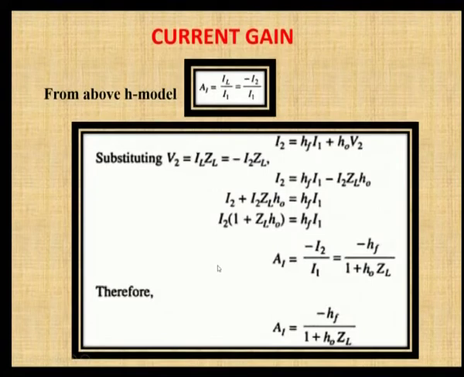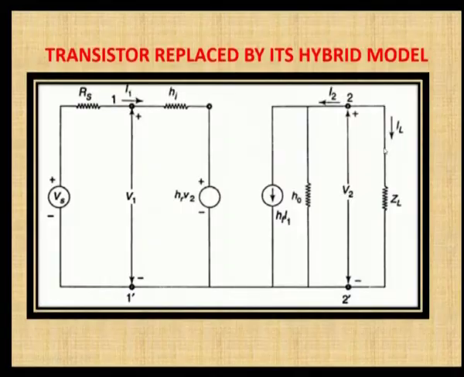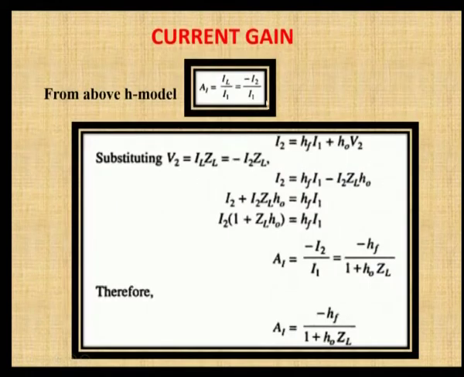Current gain, we know, is the output current by the input current. Output current is IL and the input current is I1. So, IL by I1. When you see the polarity for this load current IL, it is reversed with respect to I2. I2 and IL are equal in magnitude but differ in polarity. So, instead of IL you can replace it with minus I2 in the equation. So, it is minus I2 by I1.